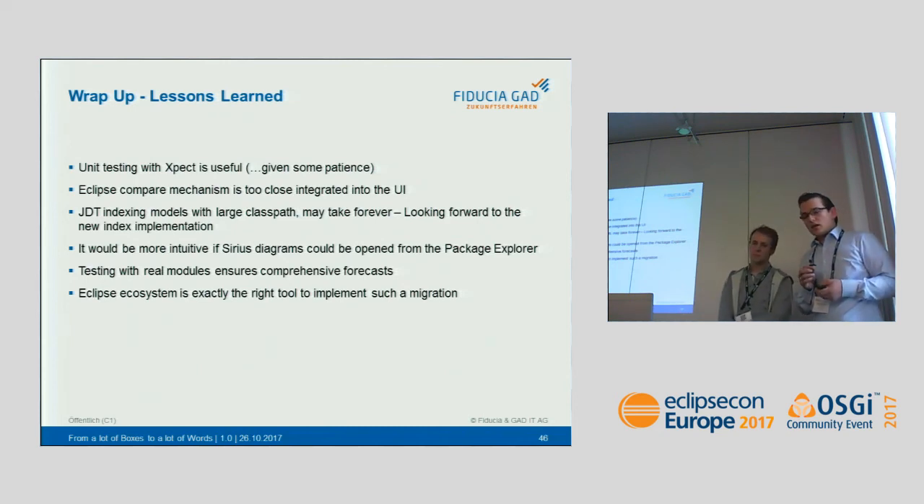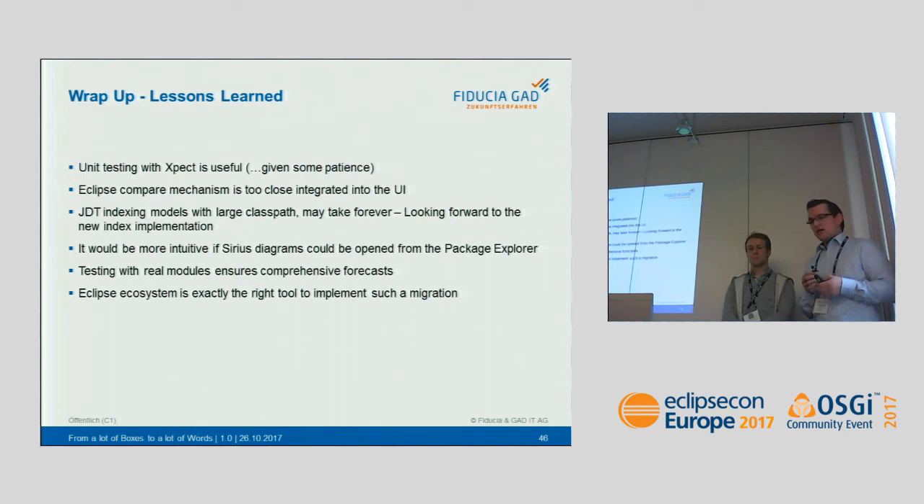We also found that JDT indexing sometimes is a point where you can improve performance easily, and we're really looking forward to the new implementation because we think there might be something in it for us, so that we can remove a little bit of code from our base to go to a more standardized way of how the indexing is done. For the diagram support, you always have to switch into a specific perspective. We found that it might be nice to do that from the package explorer as well, but we haven't had the time to work on that on our own or to go a little bit deeper into that.